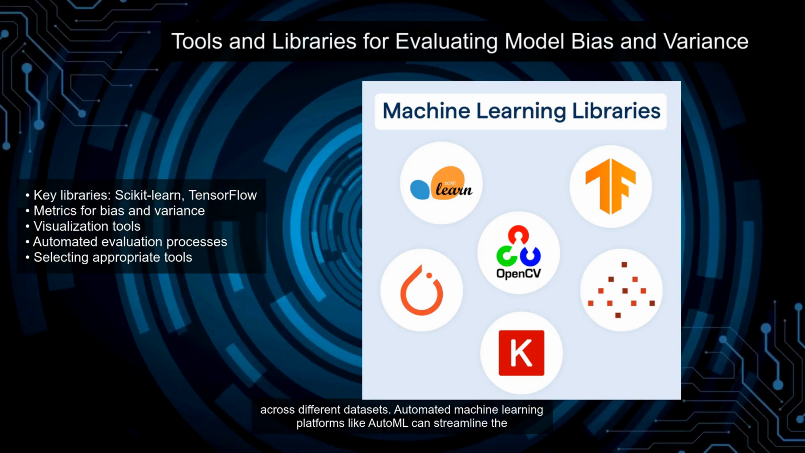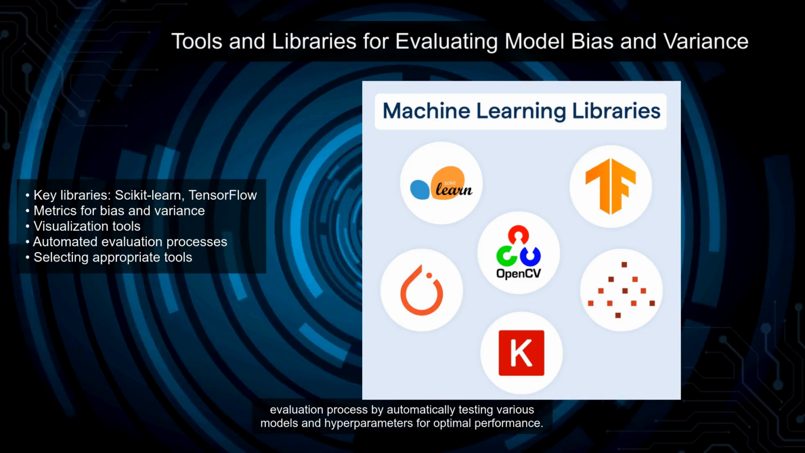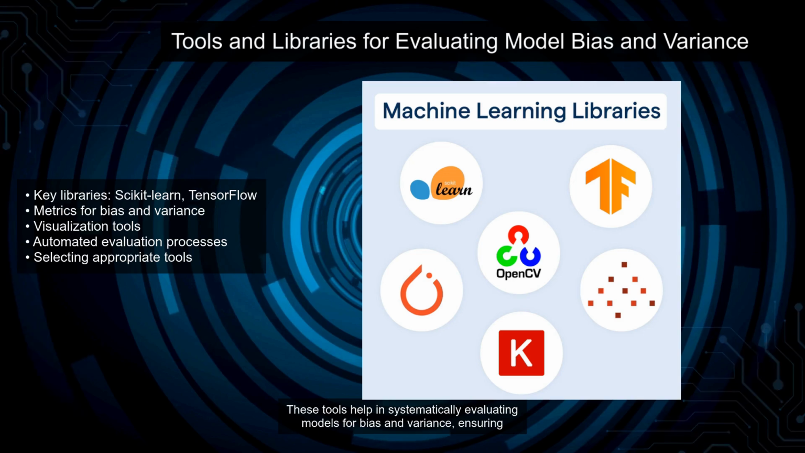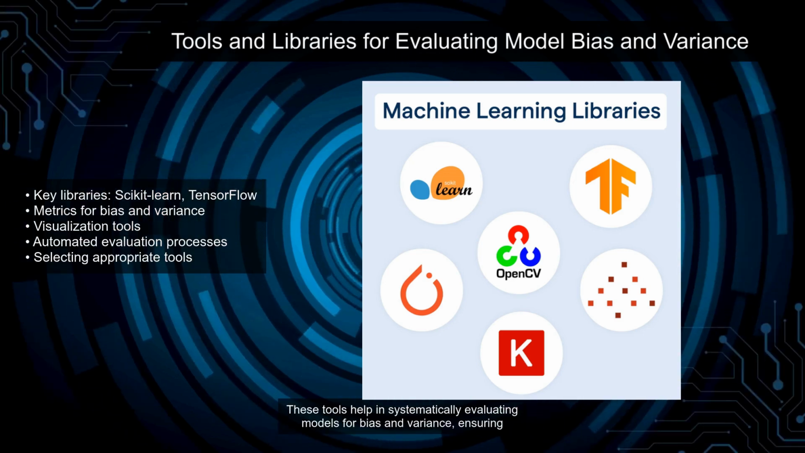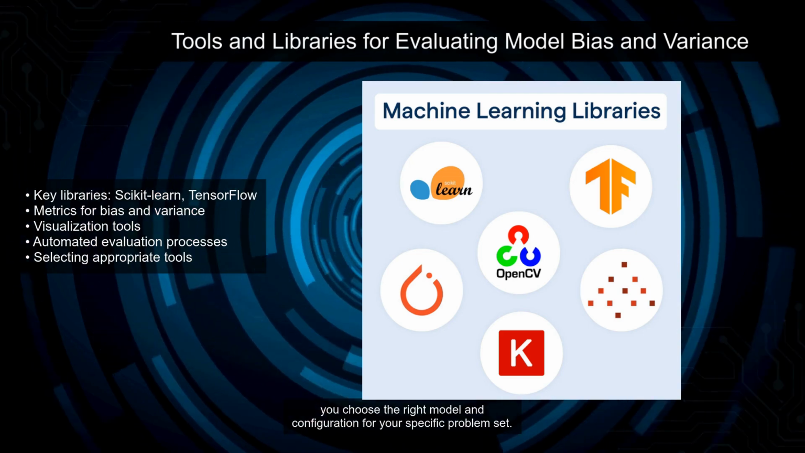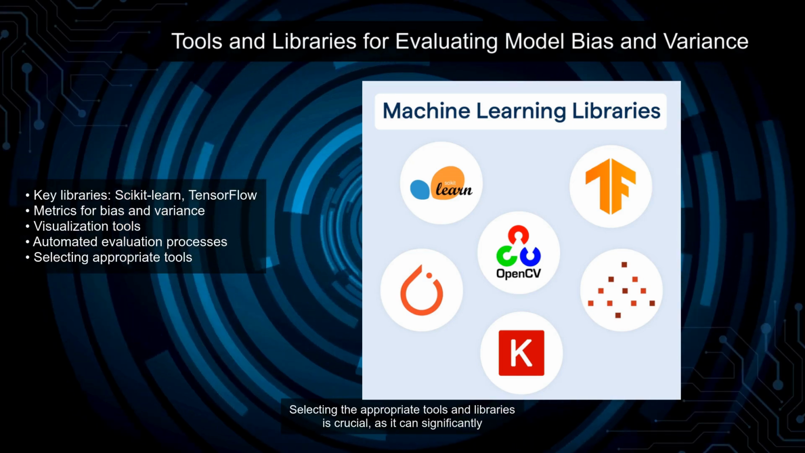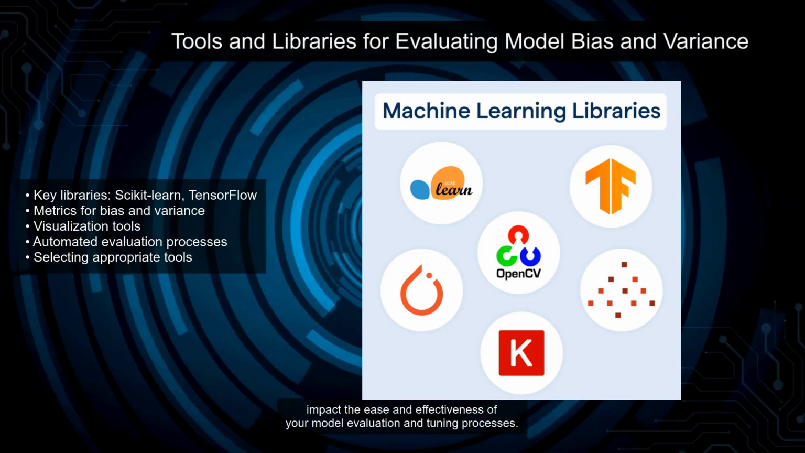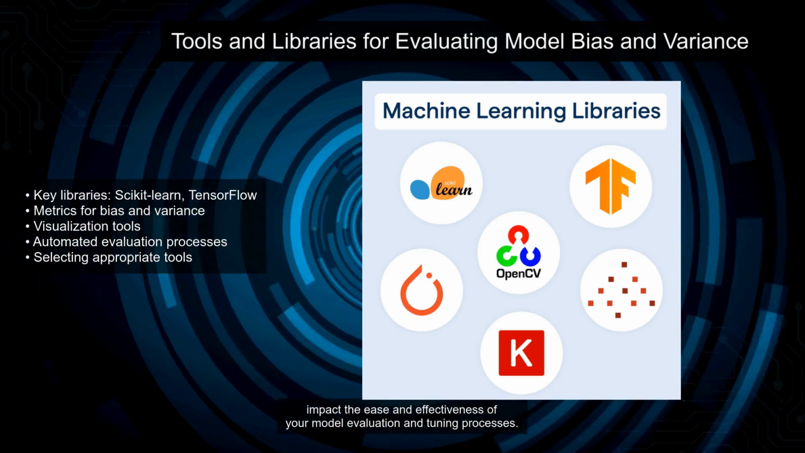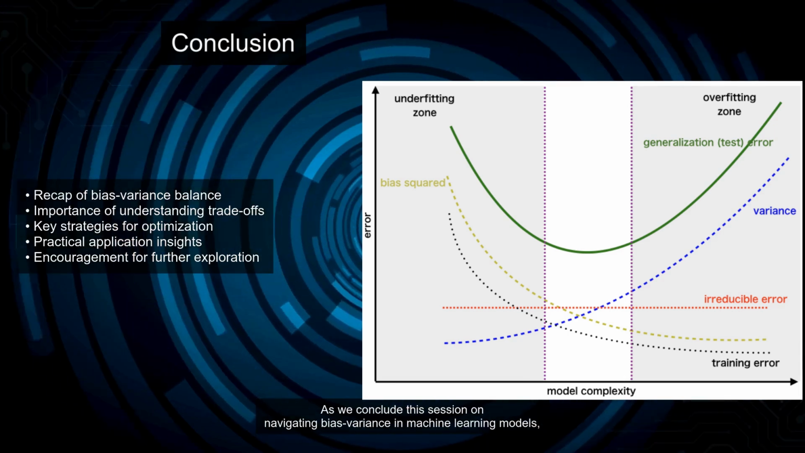Automated machine learning platforms like AutoML can streamline the evaluation process by automatically testing various models and hyperparameters for optimal performance. These tools help in systematically evaluating models for bias and variance, ensuring you choose the right model and configuration for your specific problem set. Selecting the appropriate tools and libraries is crucial, as it can significantly impact the ease and effectiveness of your model evaluation and tuning processes.